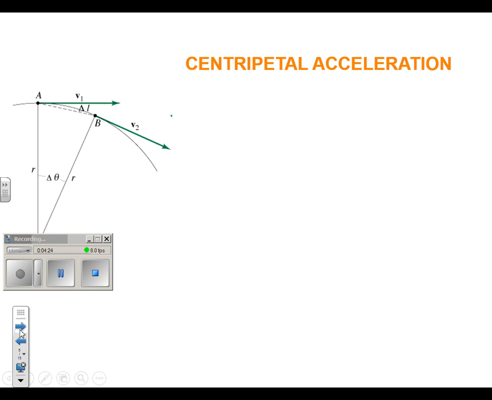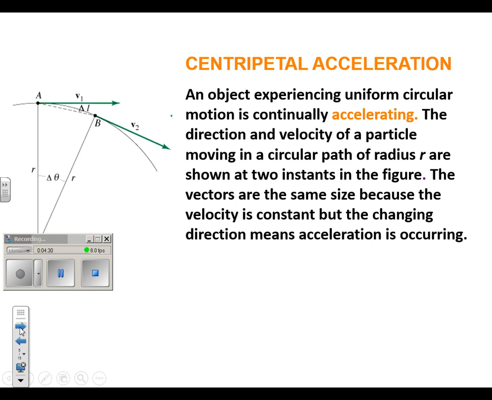So, centripetal acceleration, this is another definition that you need to know. An object experiencing uniform circular motion is continually accelerating. The reason it's continually accelerating is because of the direction and the velocity of the particle moving in the circle that has a radius r, shown at two different instances in the figure.